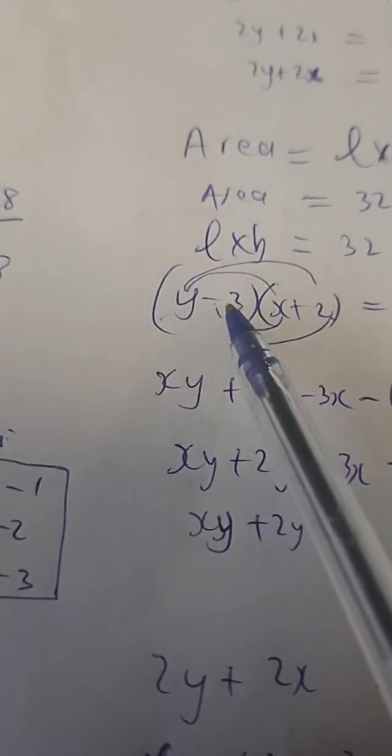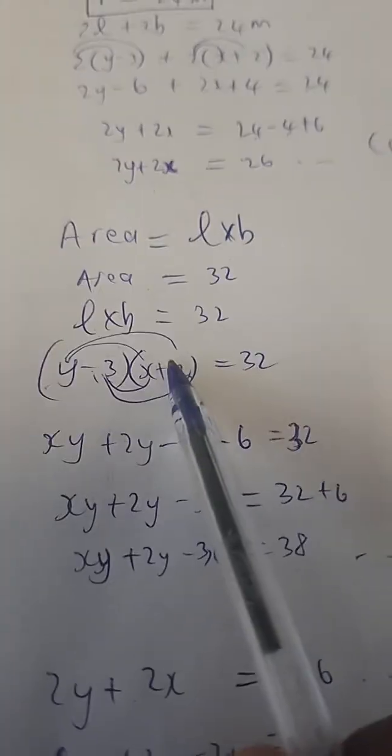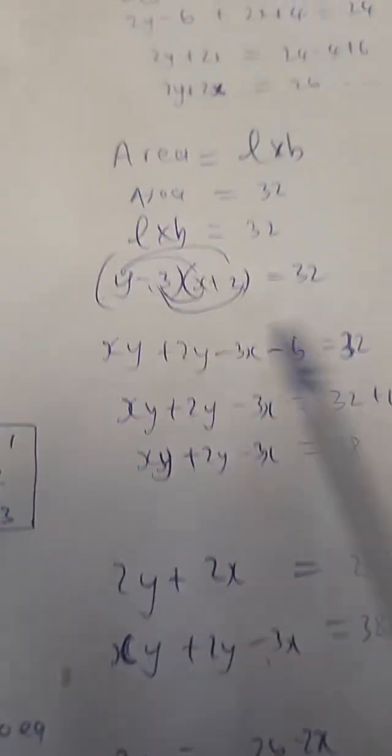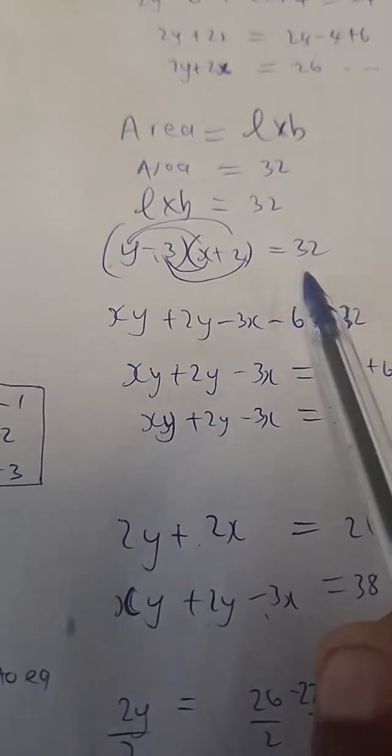In the place of L, I substitute the length, which is y minus 3. So I put it in brackets. L is y minus 3. B, the breadth, which is x plus 2, I put it in brackets, it's x plus 2, equal to who? 32. Then I simplify this equation.